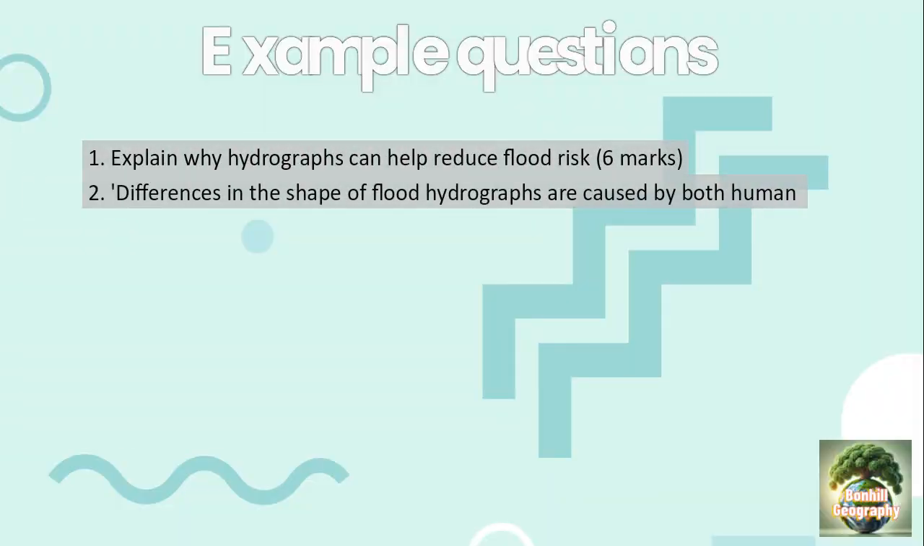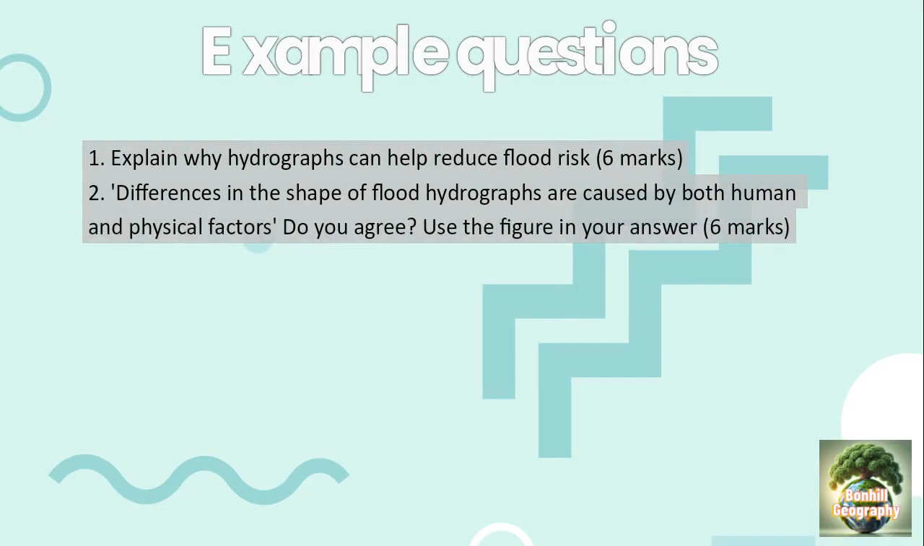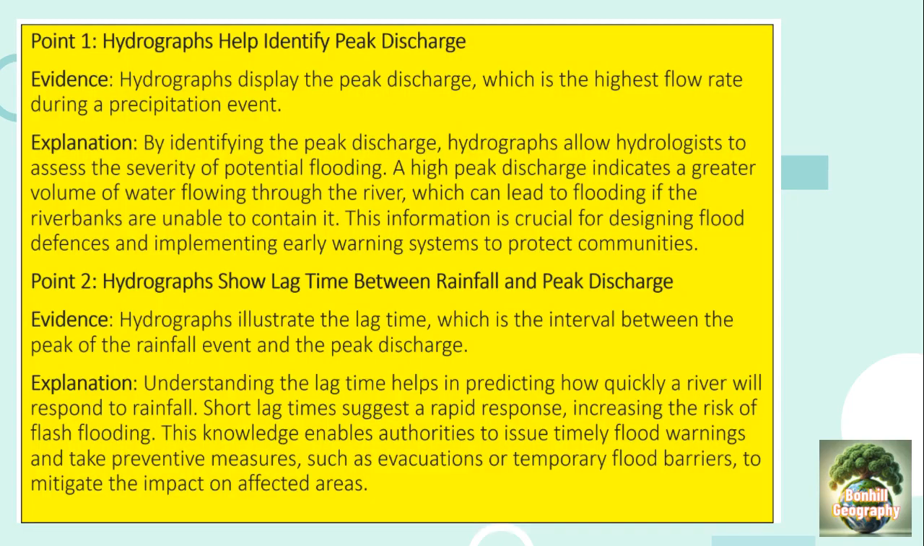Now here are two example questions you could get asked about hydrographs. Number 1, explain why hydrographs can help to reduce flood risk. And number 2, differences in the shape of flood hydrographs are caused by both human and physical factors. Do you agree? Use the figure in your answer. Now this question was from the 2018 exam paper about Ostwick and Clapham Beck. Let's explain through these answers.